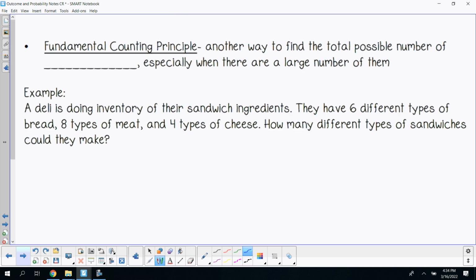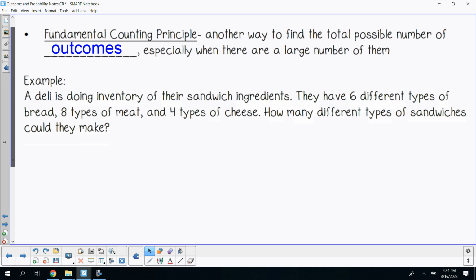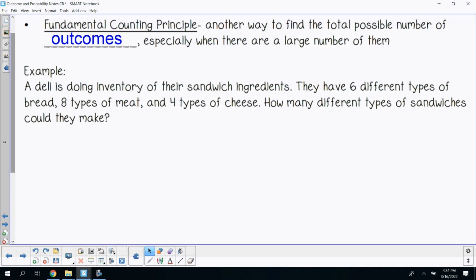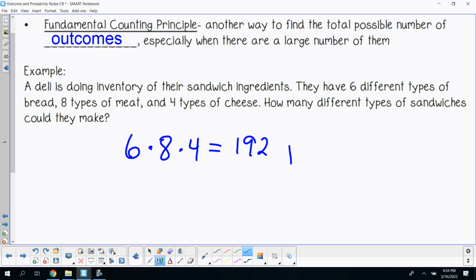The fundamental counting principle is another way to find total possible outcomes, especially when there are a large number of them. For example, a deli is doing inventory of their sandwich ingredients. They have 6 different types of bread, 8 types of meat, and 4 types of cheese. The way that the fundamental counting principle works is that we'll take all of those possibilities and multiply them together. So we have our 6 types of bread times our 8 types of meat times our 4 types of cheese. And that means that we have 192 possible sandwiches when we multiply all those together.